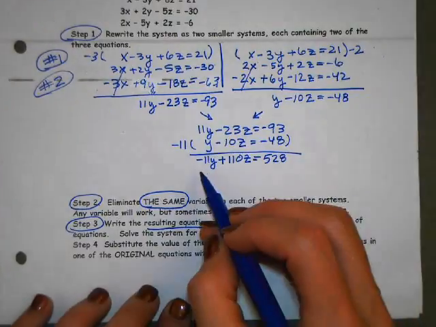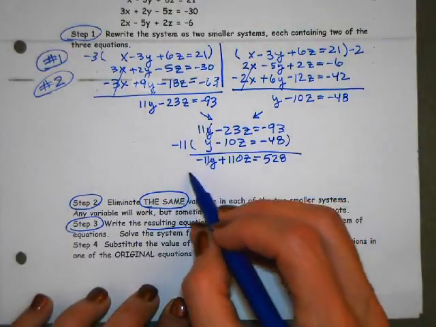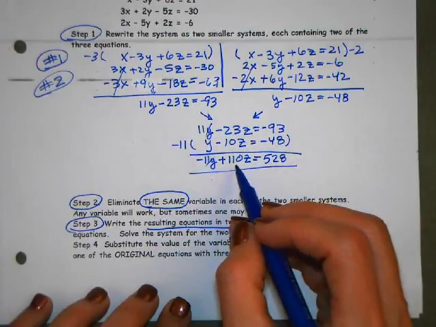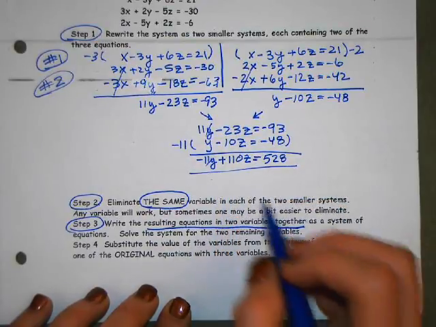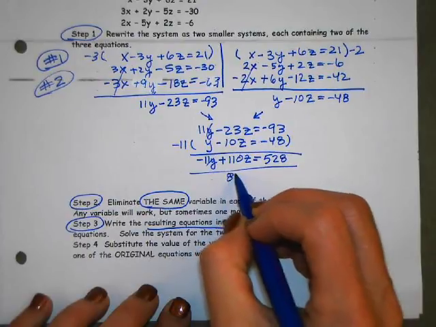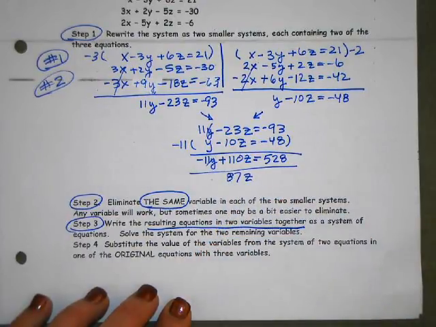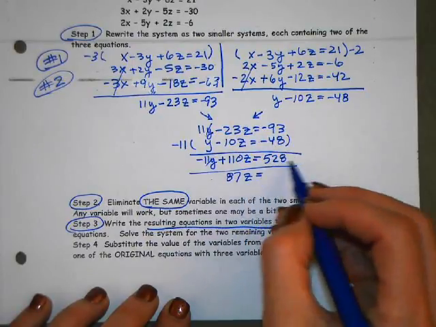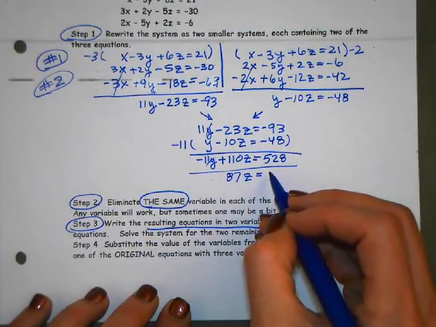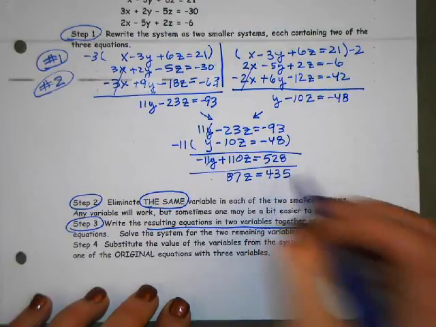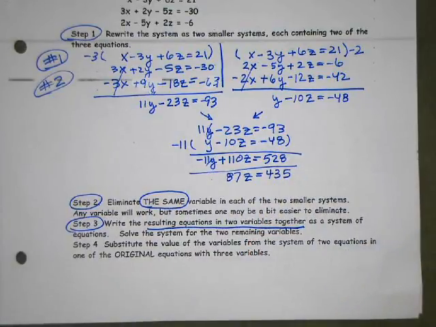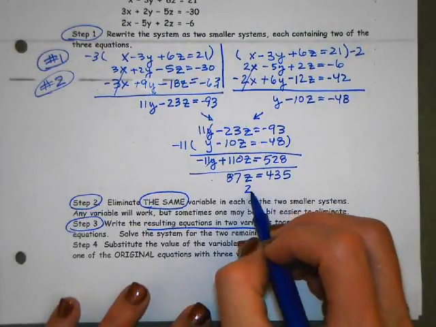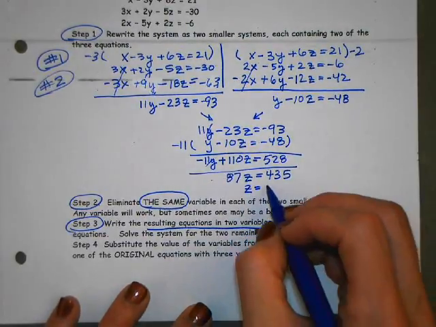And now I'm going to add the two together. So I'll take the 11 and the negative 11, and that's going to cancel out. And so I'm going to get 0y. I have the negative 23z and a 110z, and that actually becomes an 87z. And then that equals, I add the negative 93 and the 528 together, and I'm going to get a positive 435. Okay? I can solve for z at this point, and when I divide 435 by 87, z actually equals 5.